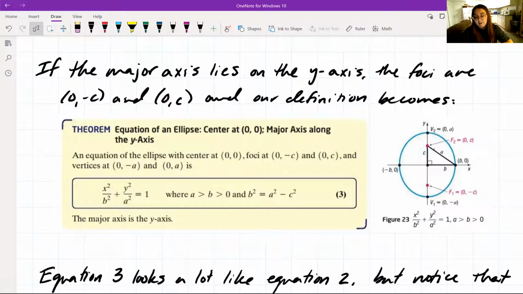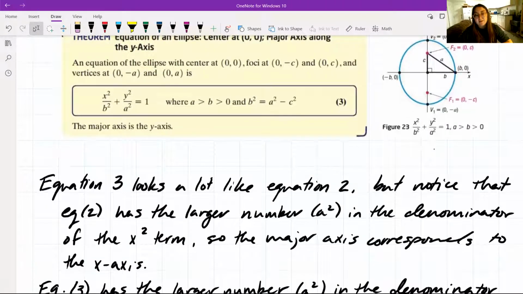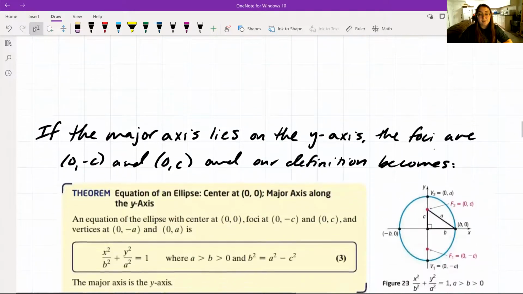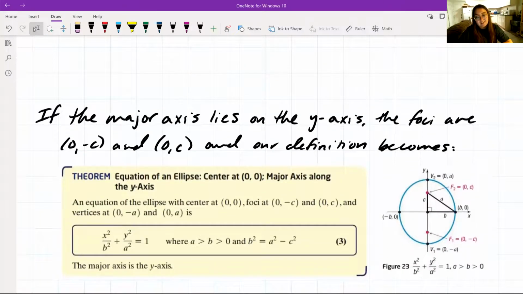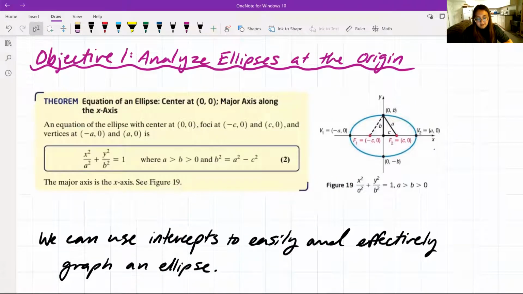So we see our image definitely looks different. Our foci and our vertices are now going to be located on the y-axis as opposed to the x-axis. But as far as our actual equation goes, the equations look very similar. The thing to notice is that equation 2 has the larger number, which is always a squared, because a is greater than b, which is positive. So we see in equation 2, we had x squared over a squared plus y squared over b squared equal to 1.